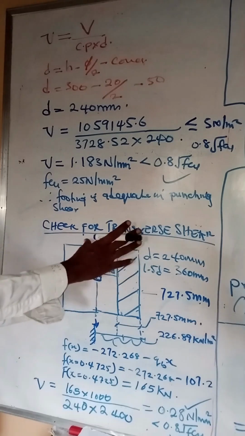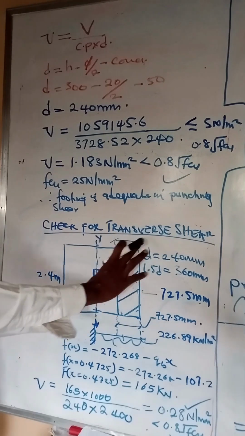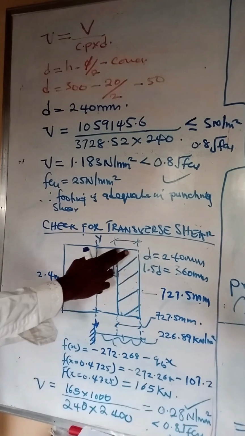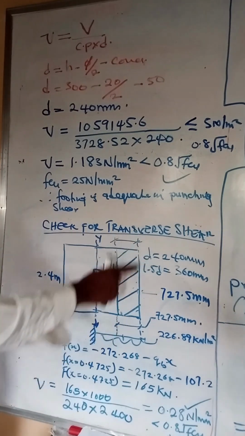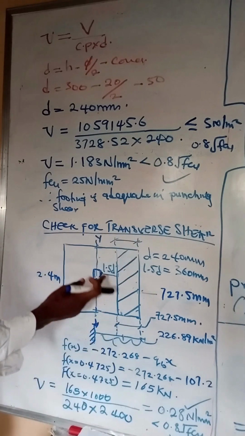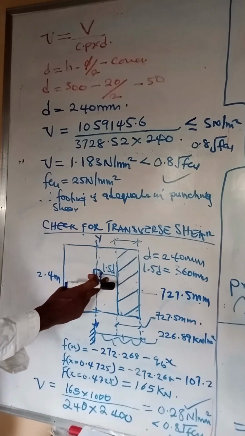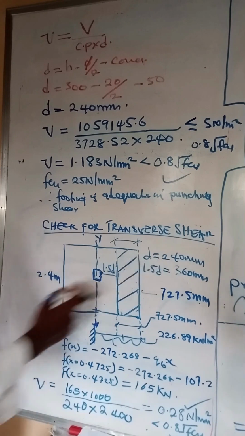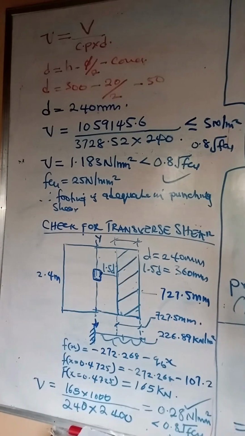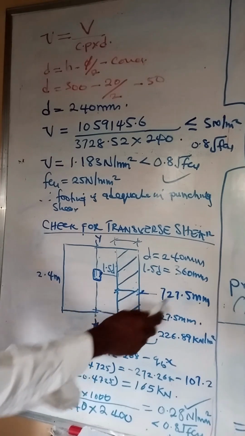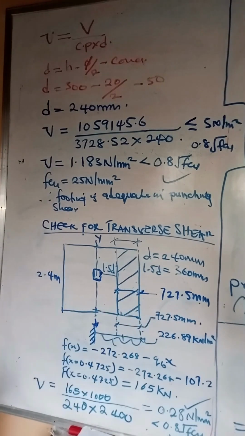According to our code, the area affected by transverse shear is the shaded area. So we need to get the pressure acting on this area. If you look at what I've done, 1.5D from the face of our column, with D being 240, 1.5D becomes 360 mm, and we'll have this section to be 727.5 millimeter.